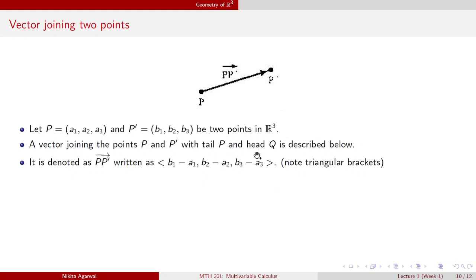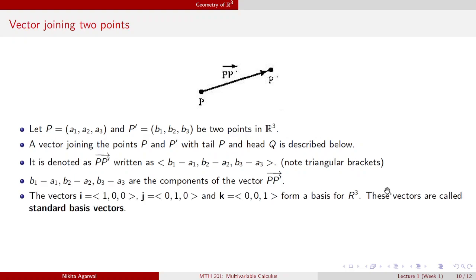Okay, and this representation is not arbitrary. We will discuss this more in the tutorial session. There is a reason why this vector is described like this. Okay, so you should know the triangular brackets here because this is a vector. Now B1 minus A1, B2 minus A2, B3 minus A3 are called the components of this vector.